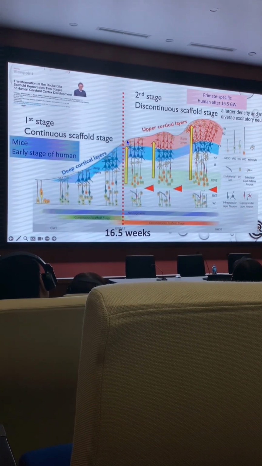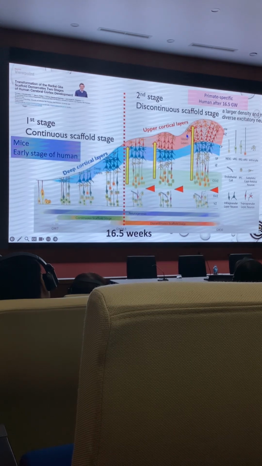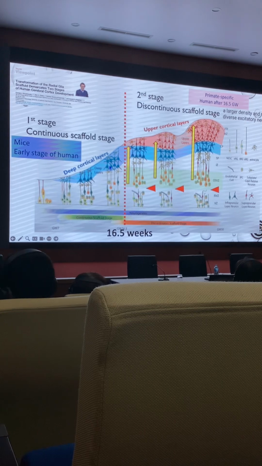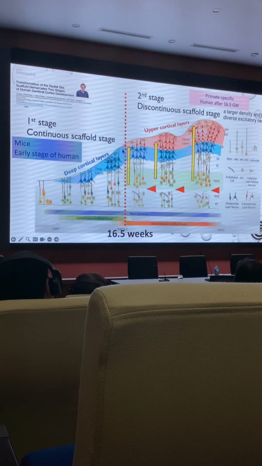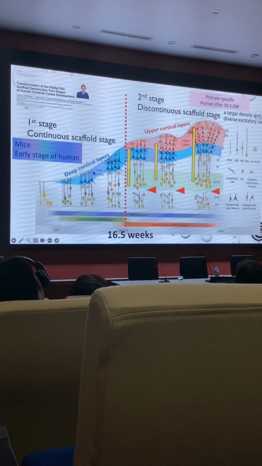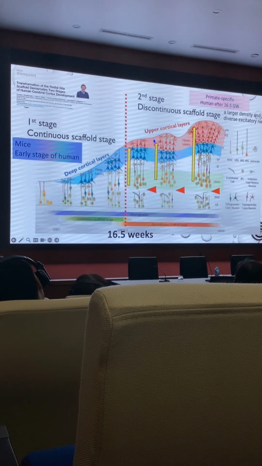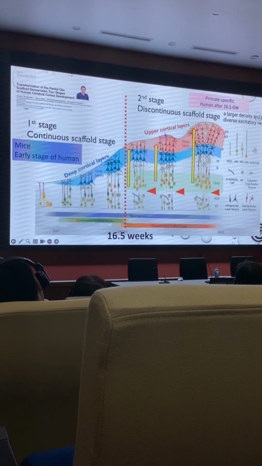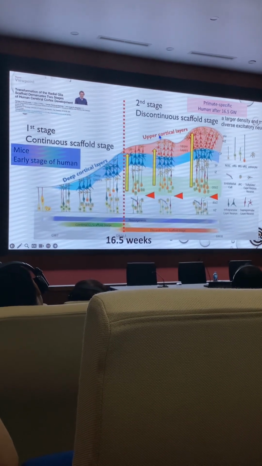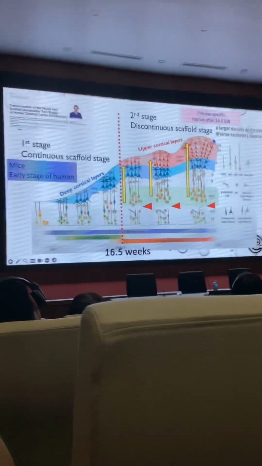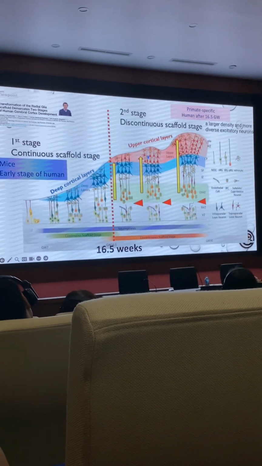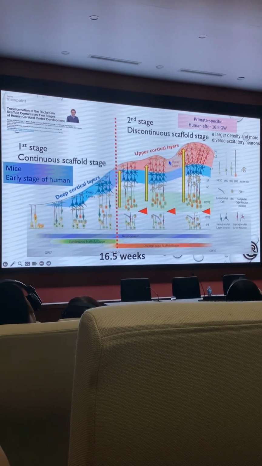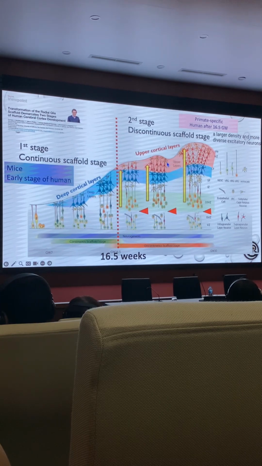In this figure, the red area on the blue area, the deep cortical layers, were created in the first stage. However, in the second stage, the upper cortical layers with the folding like this, meaning the sulci and gyri, are created only in the second stage. So the human brain has folding.